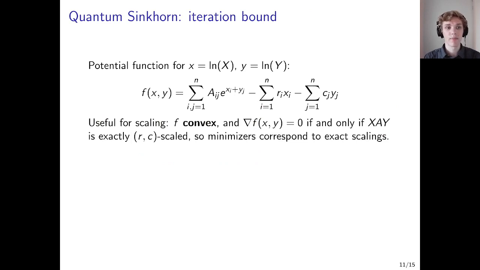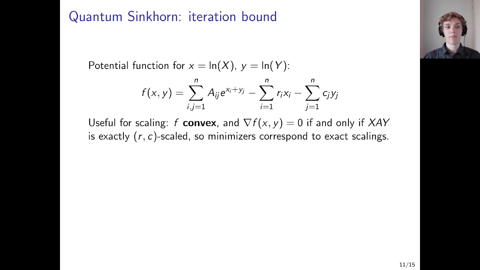So let's get to the iteration bound. What you would do classically is the following. You would look at not x and y themselves, but at their logarithms instead, because this is slightly easier to work with. Then we have the following potential function, f of x, y. So x and y are now just vectors of length n in R^n. I have a weighted sum of my matrix entries, weighted by exponential of x_i plus y_j. And then I subtract an inner product of r with x and the inner product of c with y. Now why is this useful? This function is actually convex in x and y, and its gradient is 0 if and only if the matrix xAy is exactly RC scaled. So minimizers correspond to exact scalings for this potential. So that already gives a hint as to why this is useful.